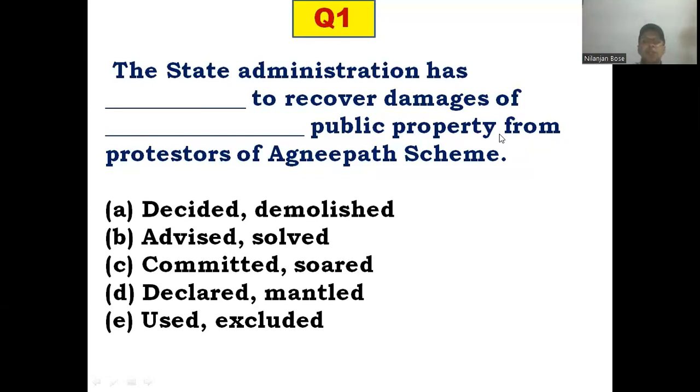It is absolutely correct. Why is it so? Because the state administration took the decision to recover. And what do they have to recover? Damages of demolished public property. So if we attack from the second blank, you can easily get the answer within 10 seconds, less than 10 seconds to solve this question. So that was all about the trick. You should not depend only on the first blank. Take the second blank into consideration as well, because most of the time you will easily get the answer from the second blank. So that was question number 1, and I have already shared the trick by which you can proceed.